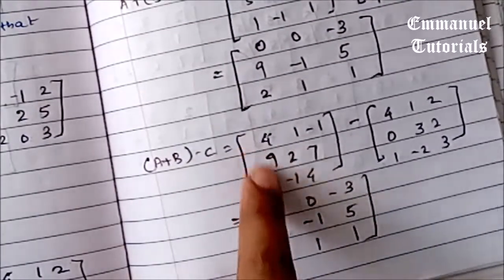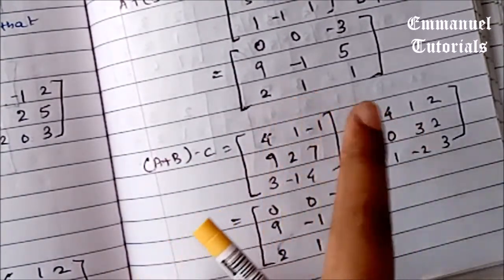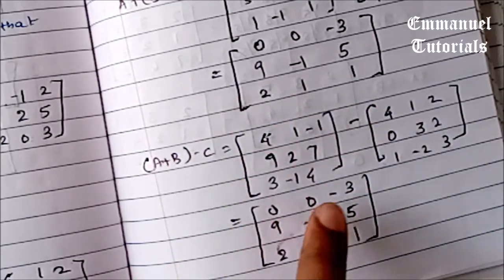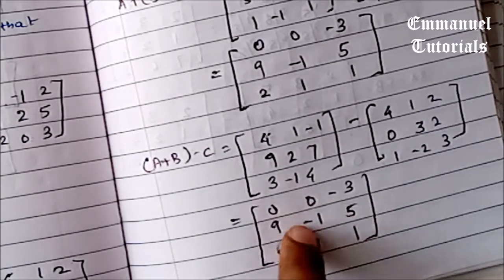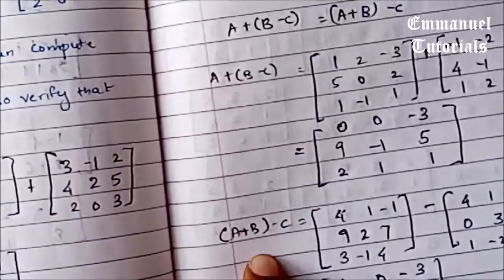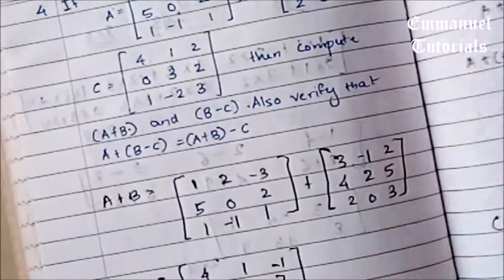Now if you compare these two matrices, you can see that the values of the elements at each position are equal. It is 0, 0, 0, minus 3, 9, minus 1, 5, and 2, 1, 1. So we have verified that these two matrices, when these operations are performed, are equal. Now let's go to the next question.